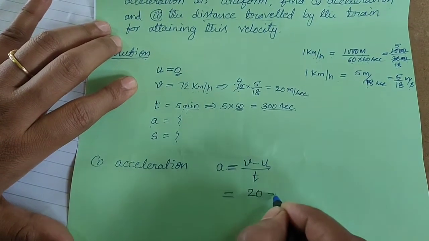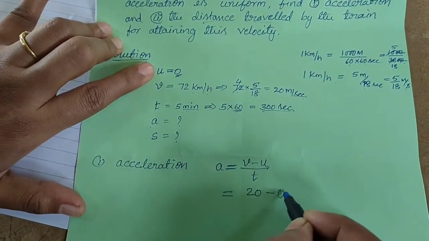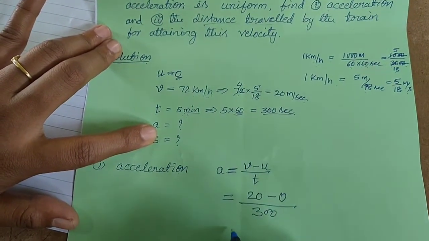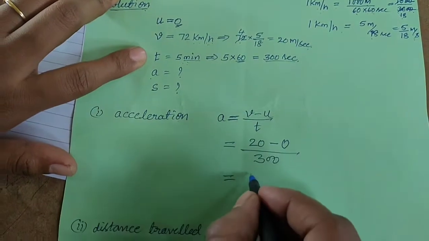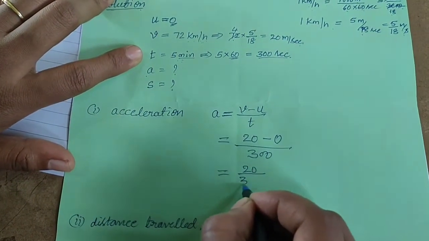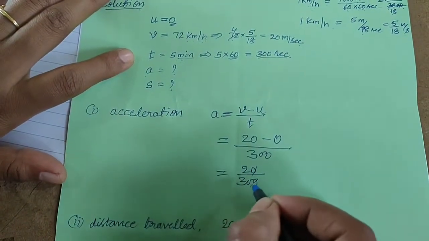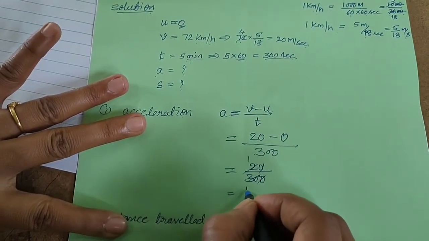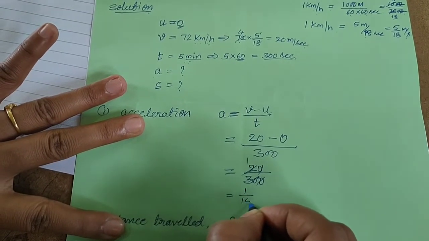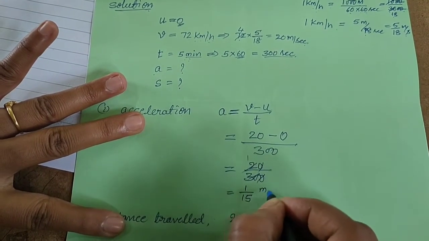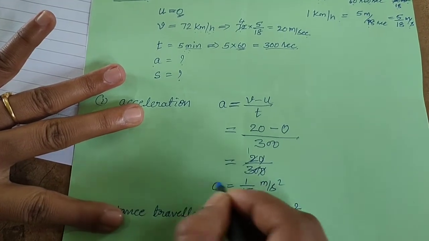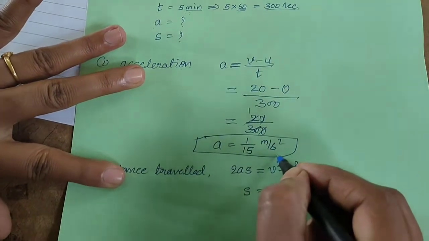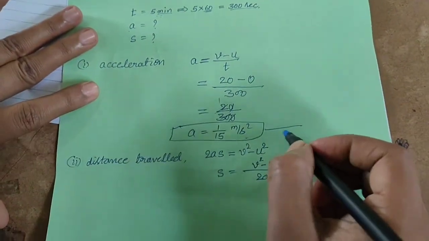So what is v? v is 20, minus u, the initial velocity, 0, and the time taken is 300 seconds. Now subtract: 20 minus 0 is 20, divided by 300. Cancel: 2 ones are 2, 2 15s are 30. So 1 divided by 15 meter per second square. The unit of acceleration a is meter per second square. This is our solution.